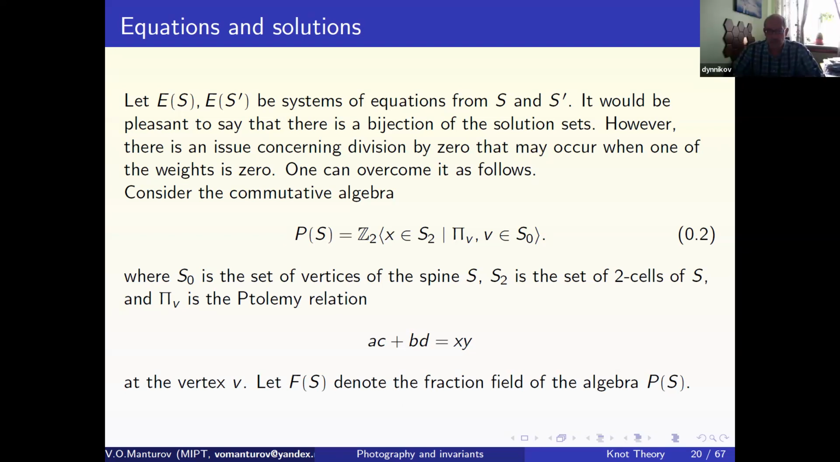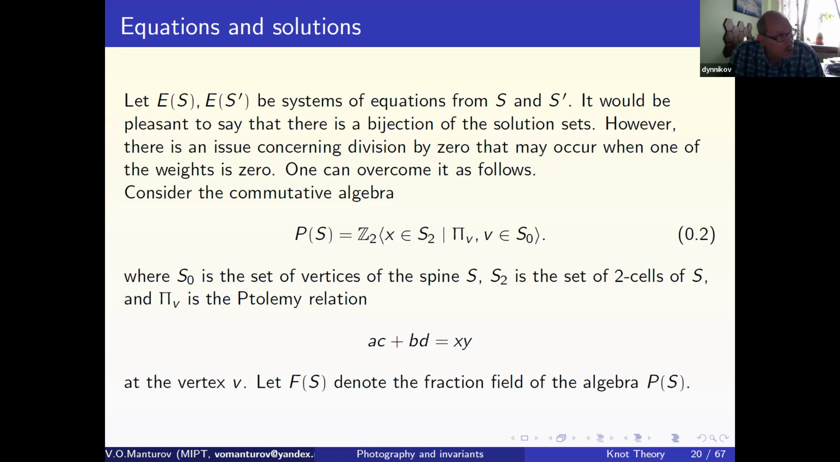Okay, then I have a very bad news. For any 3-manifold, you can take a spine such that these relations will generate the entire field. So you will quotient and you obtain 0. And the second bad news is that it is not actually invariant.